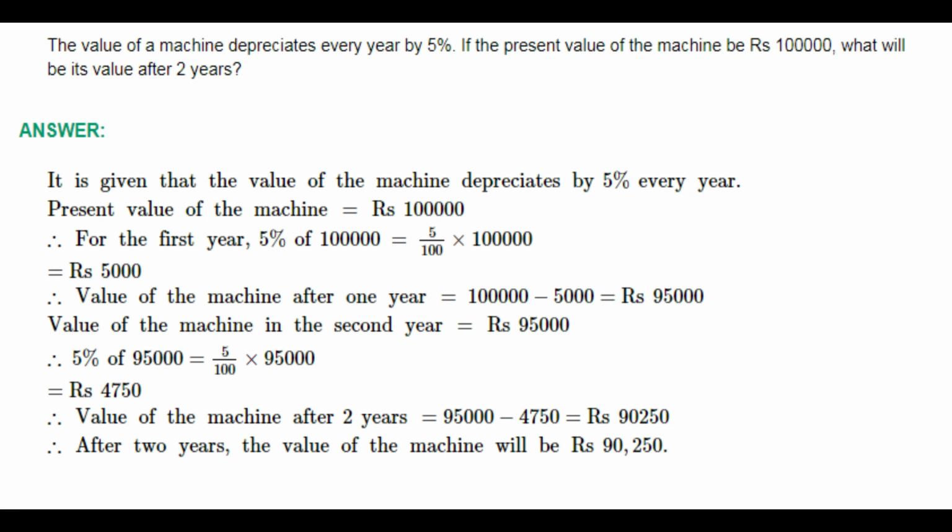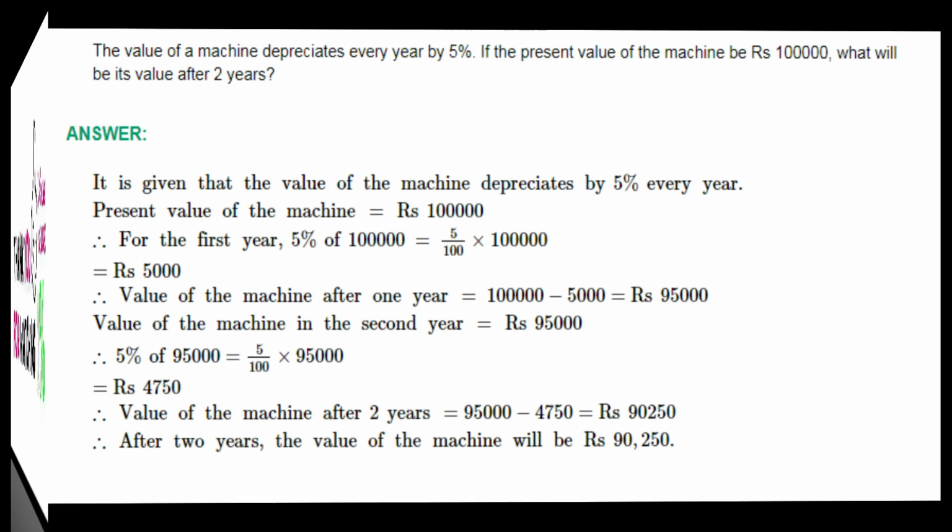So if we deduct the depreciation amount for the second year, that is 4750, from the value of the machine in the second year, 95,000, we get the value of the machine after 2 years, that is rupees 90,250. So after 2 years the value of the machine will be rupees 90,250.